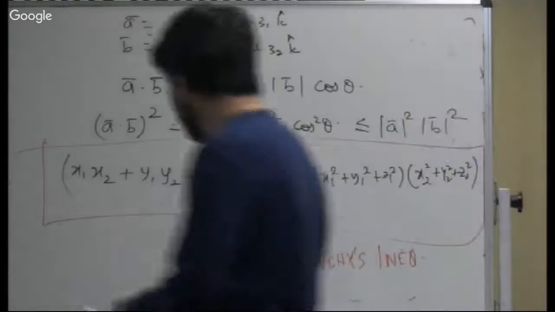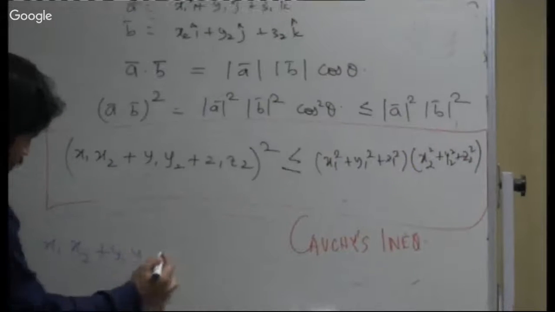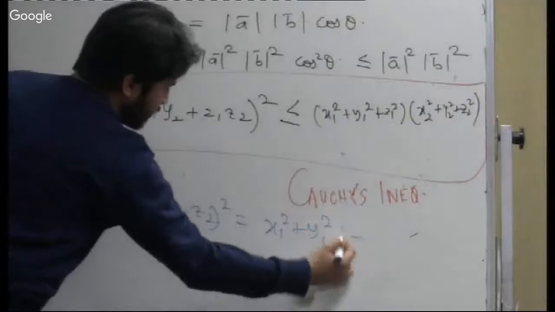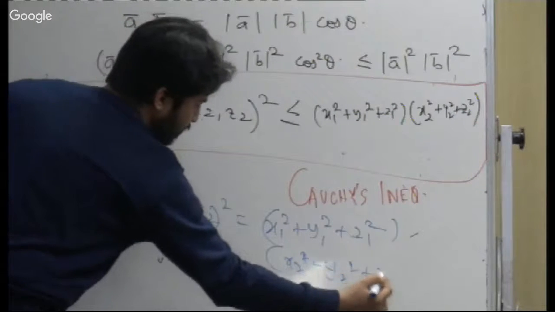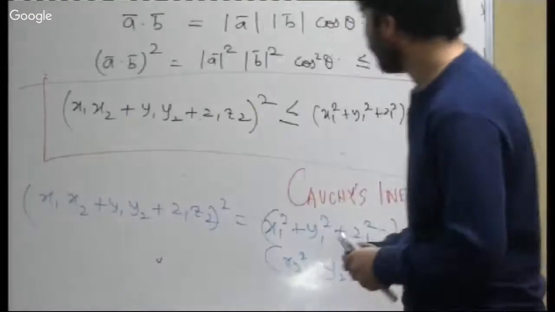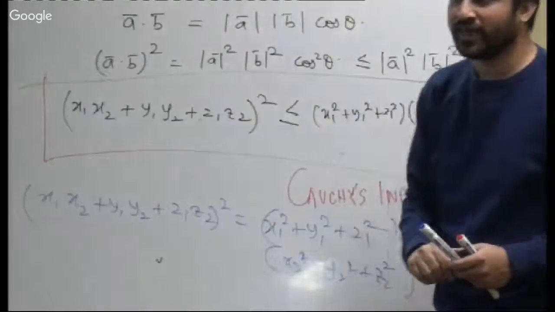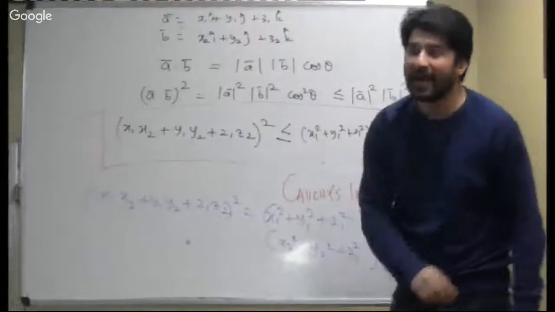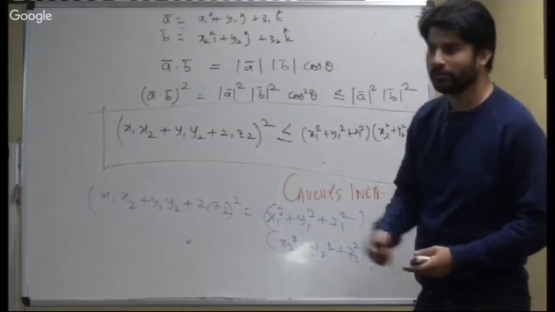And my question is, when is this equation true: x1 x2 plus y1 y2 plus z1 z2 whole square is equal to x1 square plus y1 square plus z1 square into x2 square plus y2 square plus z2 square. When does it become equal? When theta is 0. When will the equality be true? When these two vectors are parallel. When are they going to be parallel? What is the condition going to be?